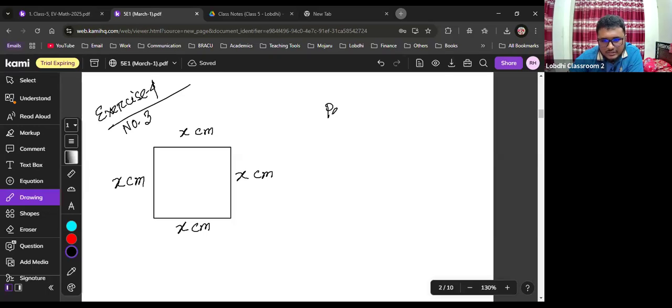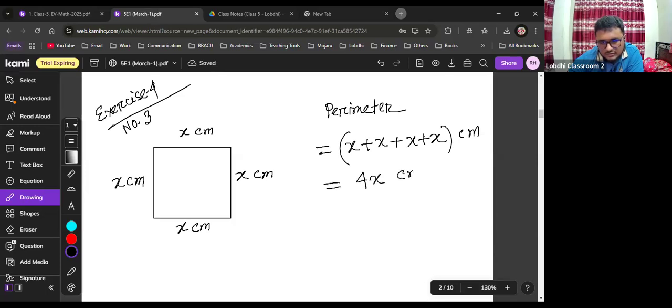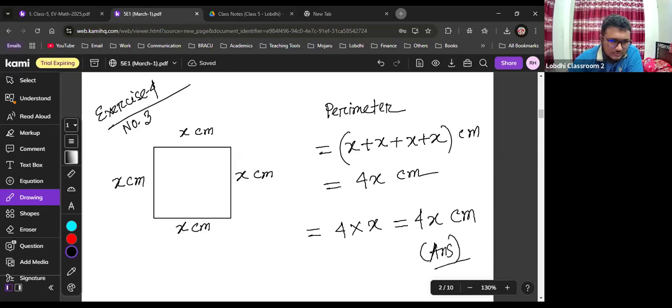Now, if we want to find the perimeter of this shape, this will be very easy. We have practiced earlier. Perimeter will be, if someone wants to sum up all of them, you are welcome: x plus x plus x plus x centimeter, which is 4x centimeter. Or for the perimeter of the square, we just multiply 4 with the length of one side. So 4 multiplied by x centimeter, which is also equal to 4x centimeter. This will be the answer of the first question, number 1.